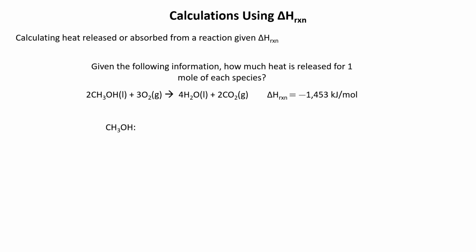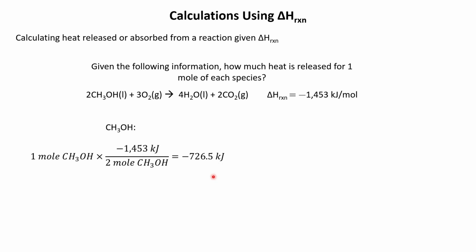So to calculate how much heat is released for 1 mole of methanol, we're going to take our mole of methanol and we're going to multiply it by our delta H of reaction. So here is our delta H of reaction for methanol. You'll notice there is a 2 in the denominator. Why is there a 2 in the denominator? That 2 comes from the stoichiometric coefficient right in front of the methanol in the balanced chemical equation. Just yet another reason to make sure all of your chemical equations are balanced. And this gives us negative 726.5 kilojoules.